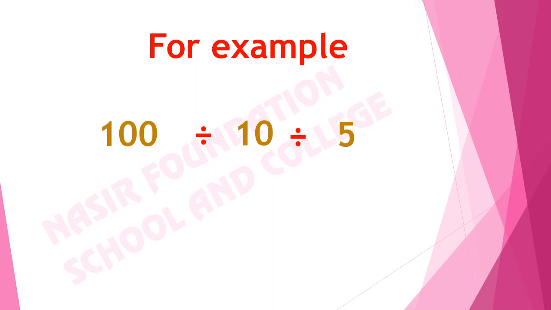Let's take another example. In this sentence, we also have two same operations and we will start from left. We will divide 100 by 10. If we divide 100 by 10, we get 10. 10 into 10 we get 100. We will divide this 10 by 5. If we divide 10 by 5, we get 2. 5 into 2, we get 10.